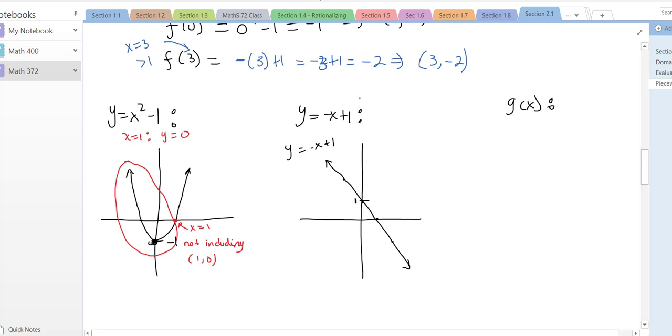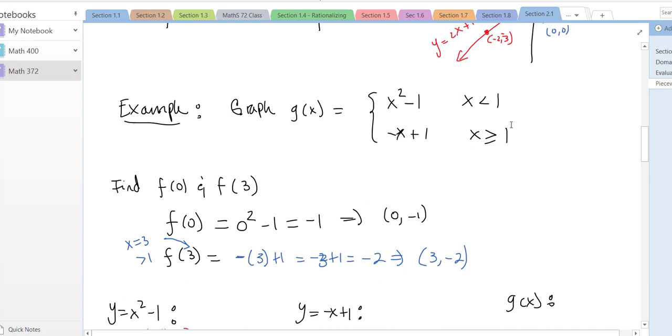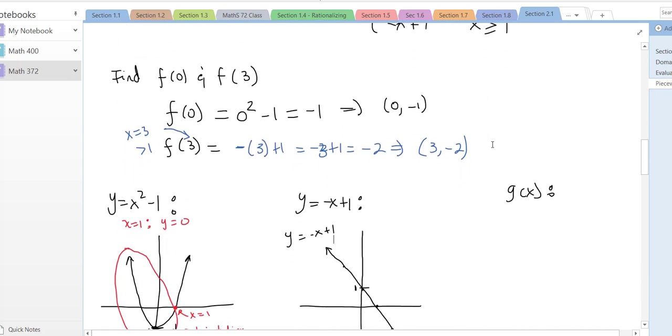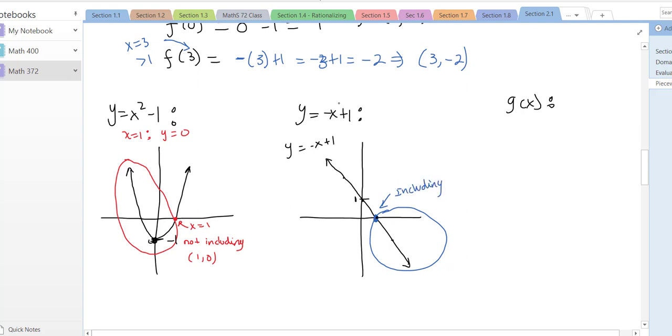And we want our function to have a piece of this graph when x is greater than or equal to 1. So when x is greater than 1, that means bigger, so to the right of 1. So we're going to be taking this portion, and it did have the equal, so I do want to include that point. So including, and what is that point? Our split point was when x is 1. So when x is 1, what's y? Y equals -x plus 1, so -1 plus 1, which is 0. So it happens to be the same point. So including (1, 0). Let's go put it together.